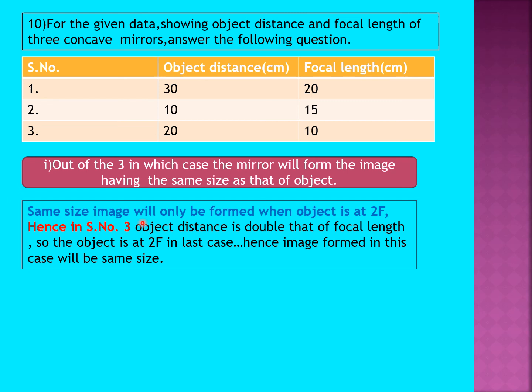That is the basic concept which is provided in serial number 3. The object distance is double that of focal length. So the object is at 2f in the last case only, hence the image will be formed of the same size in this case. Clear? So a little concept, and then again you come back to the tabular form.